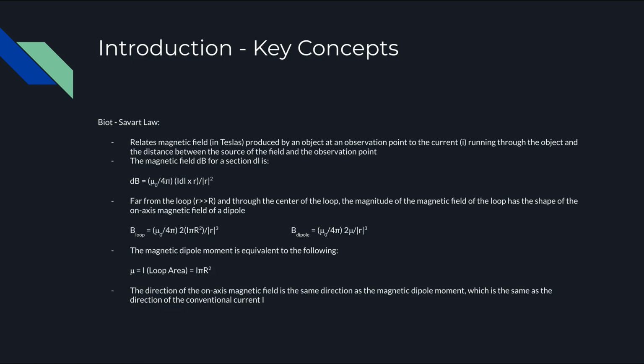Far from the loop, where little r is much greater than big R, and through the center of the loop, the magnitude of the magnetic field of the loop has the shape of the on-axis magnetic field of a dipole, and the magnetic field of the loop is modeled by this equation, and the dipole is measured by the following equation. The magnetic dipole moment is equivalent to the following equation, and the direction of the on-axis magnetic field is in the same direction as the magnetic dipole moment, which is the same as the direction of the conventional current I.